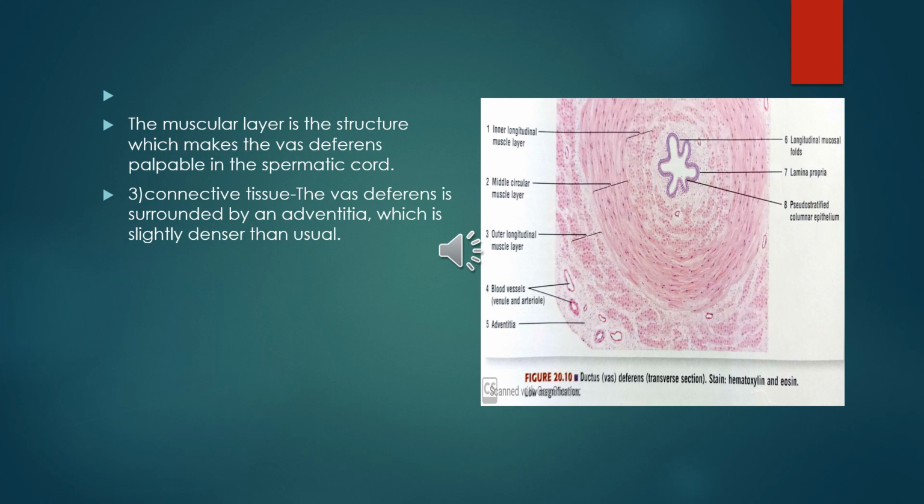The muscular layer is the structure which makes the vas deferens palpable in the spermatic cord. So it means that the muscular layer is very prominent. And the third layer, the connective tissue or adventitia, is slightly denser than usual.